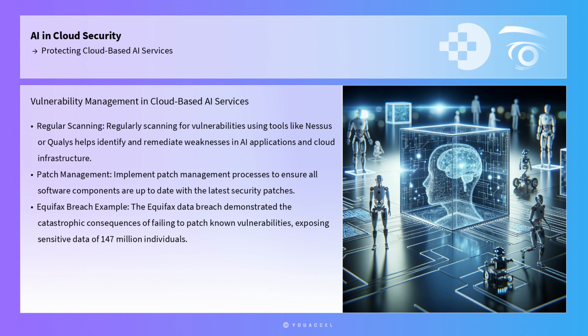Vulnerability management is another critical aspect of securing cloud-based AI services. Regularly scanning for vulnerabilities using tools like Nessus or Qualys helps identify and remediate weaknesses in AI applications and underlying cloud infrastructure. Organizations should also implement patch management processes to ensure that all software components are up to date with the latest security patches. In 2017, the Equifax data breach demonstrated the catastrophic consequences of failing to patch known vulnerabilities, resulting in the exposure of sensitive information of approximately 147 million individuals.